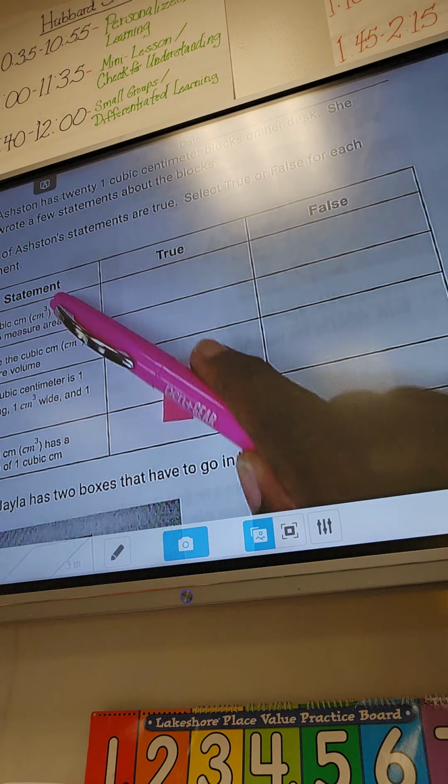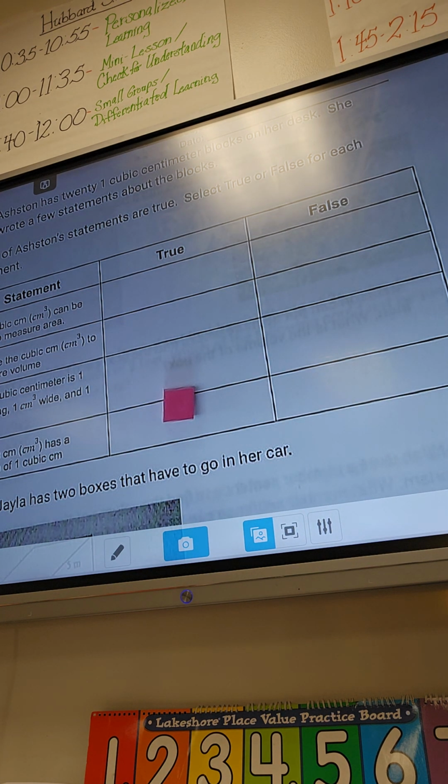Remember what that 3 stands for. It's not just there to be cute. It's not there for us to say, oh, that's a cute word, cubic. No, it means 3-dimensional. Area is what? 2-dimensional. So you can't find the area with cubic. It only becomes cubic when you add the height.